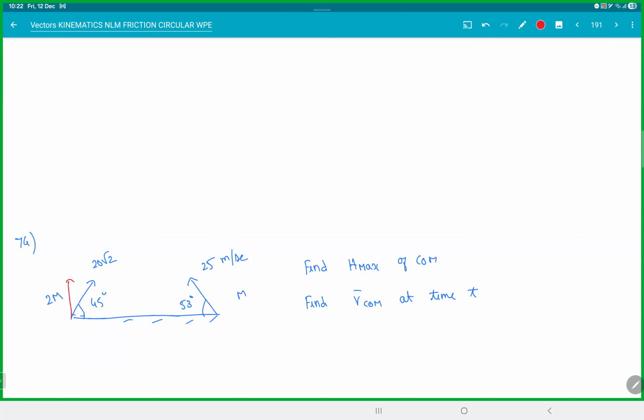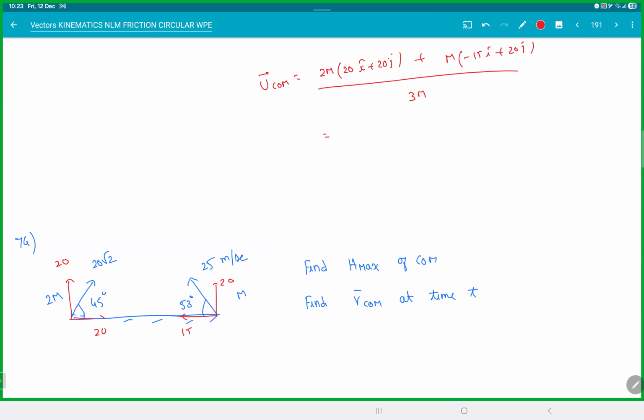So resolve the velocities into components. 20, 20. This is 25 cos 53, which is 3 by 5. That's 15, and this is 20. Right? Sine 53 is 4 by 5. Done. So what is the velocity of the center of mass? The U of the center of mass will be 2m times 20 i cap 20 j cap, plus 25 with mass m, minus 15 i cap plus 20 j cap, divided by 3m.